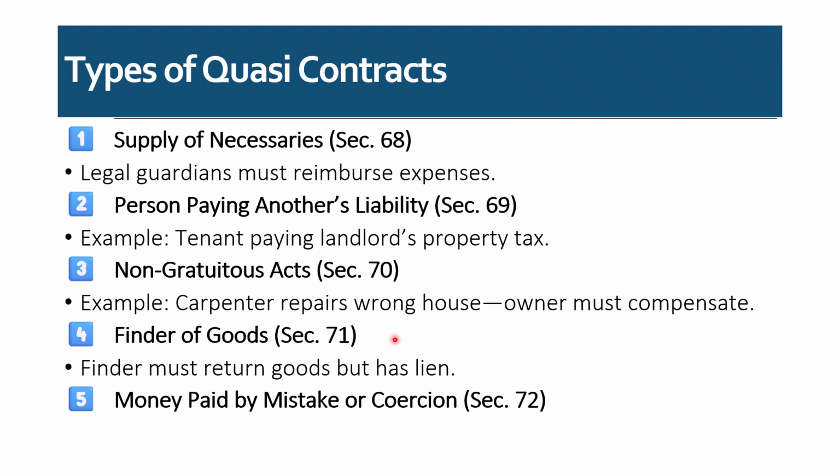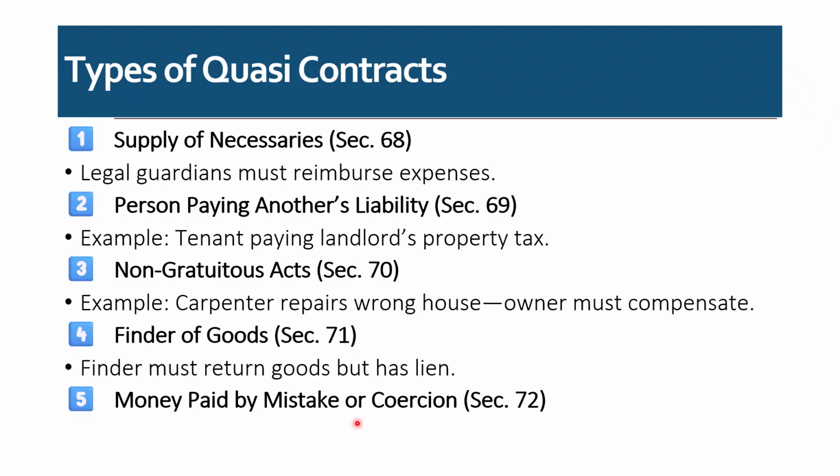Coming on to section 71, which is finder of goods. The finder must take care of the goods but also has certain rights such as lien for expenses. So the finder must return the goods but has a lien for those expenses, the amount which he had spent for keeping the goods till the time they were returned.